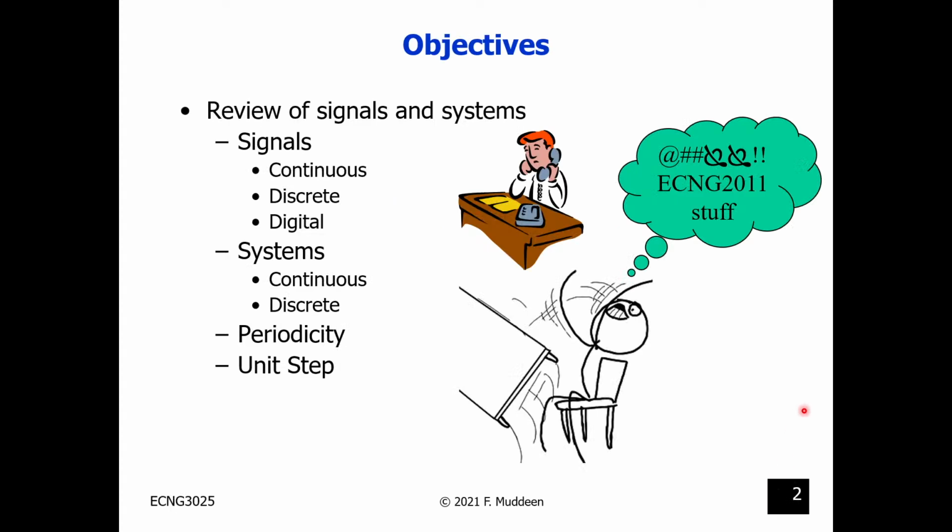So the general overview of what we're going to be doing today is that we need to review our signals with respect to continuous, discrete, and digital signals, as well as our systems with respect to continuous and discrete systems. We're also going to be looking at the periodicity property, which is going to play a very important aspect throughout this lecture, and the unit step, which is basically our basic signal that we tend to deal with for any sort of signal analysis regarding systems as well.